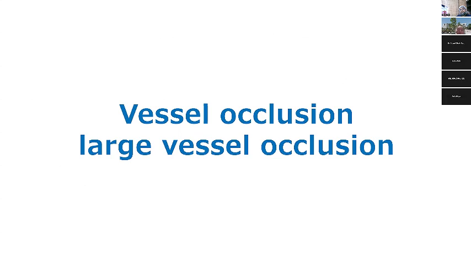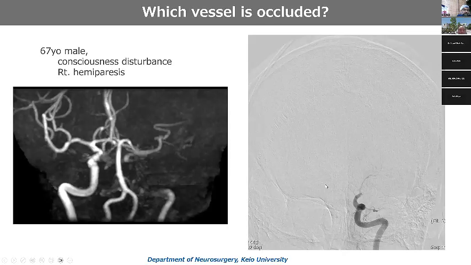So here we observe vessel occlusion cases. Identifying which vessel is occluded is critical in acute stroke. So this is very easy. This is a 67-year-old male with consciousness disturbance and right hemiparesis, and the MR angiography shows like this. And left side internal carotid angiography shows this film. So where is the occlusion site? As you know, the internal carotid artery is occluded.